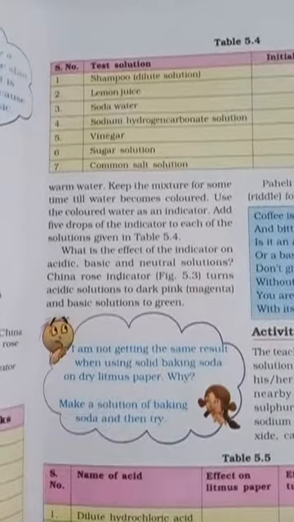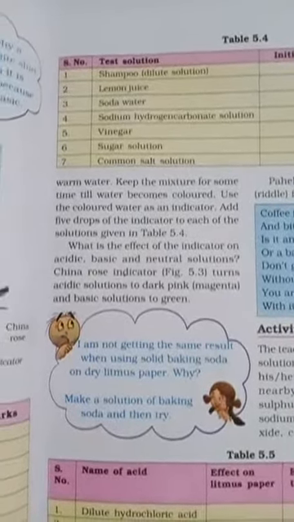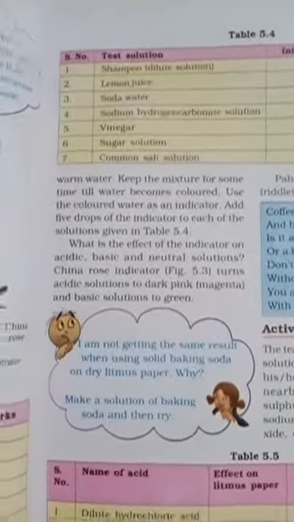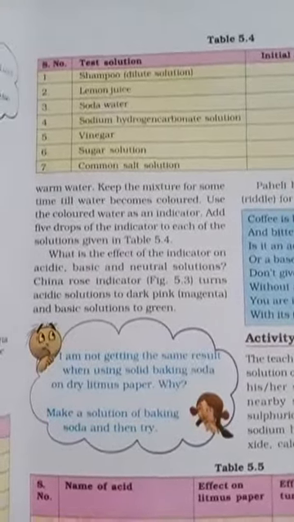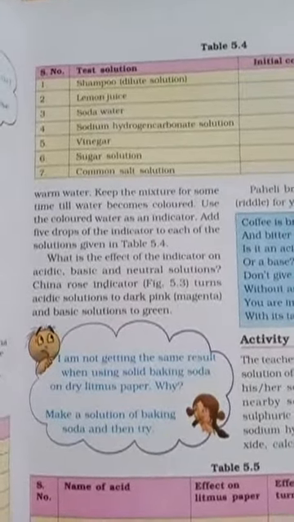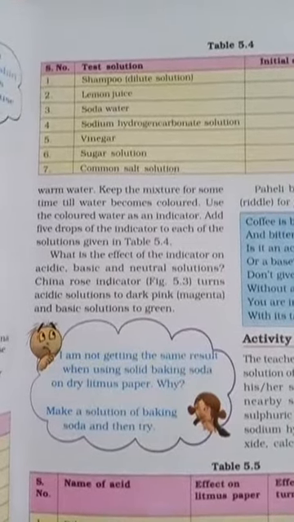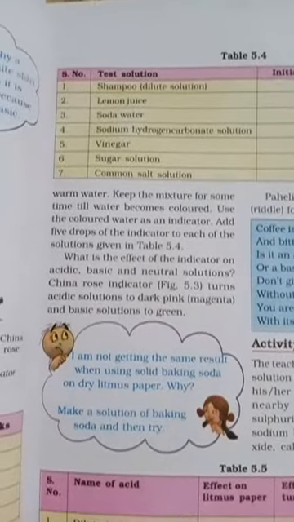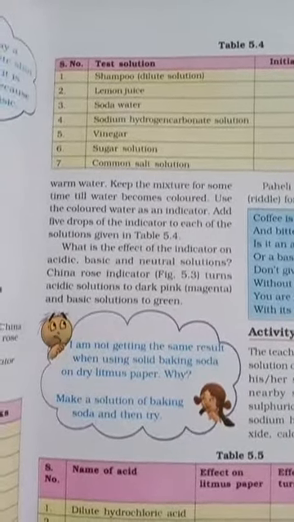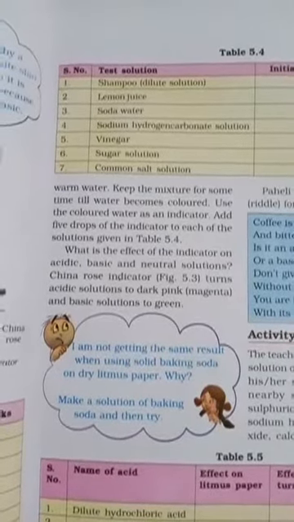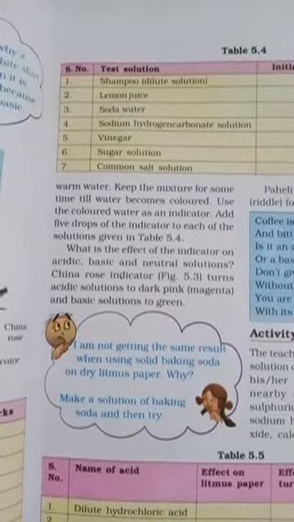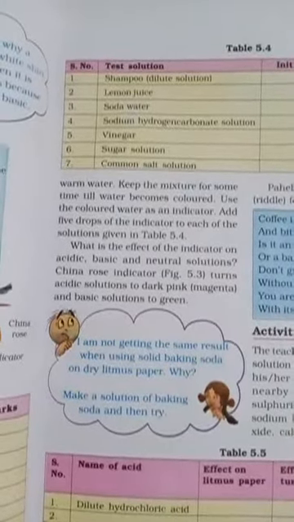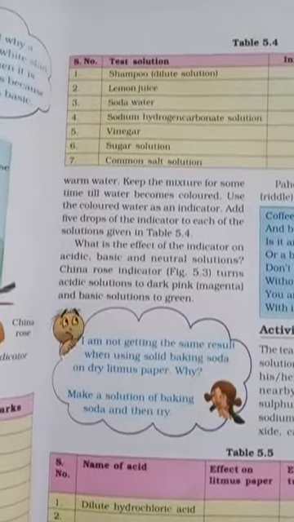So the China rose indicator turns acidic solutions dark pink. Suppose the China rose indicator is added to any solution which is acidic, then it turns into which color? Dark pink color. If any solution turns dark pink or magenta, then the given solution is acidic. Like that you have to decide. If the solution is basic, then it turns into what? Green color after adding the China rose solution dissolved in water. So if that solution is added to any basic solution, it turns green.